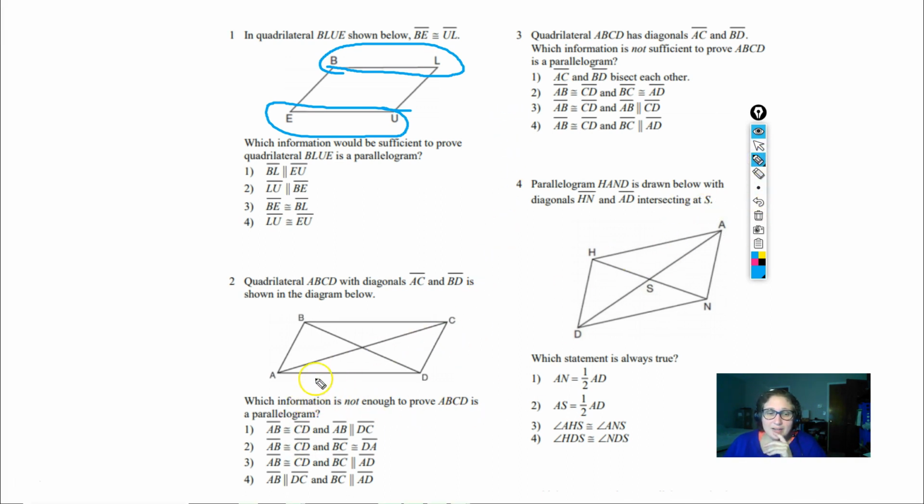You will have one of these on your test. So it says a congruent and a parallel, that's not enough information. Let's see. We're going to skip these. I don't agree with these questions.